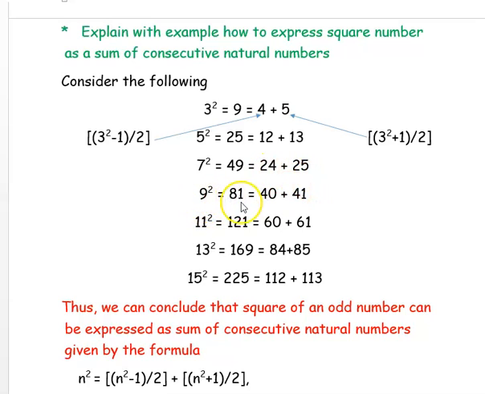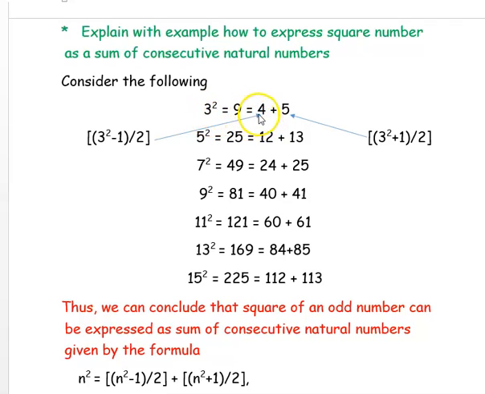Similarly, 9 square can be expressed as 81, which is 40 plus 41. 11 square is 121, which is equal to 60 plus 61. 13 square is equal to 169, which is 84 plus 85. Then 15 square is 225, which is 112 plus 113. So, if you look into all these examples, take the first example, 3 square.